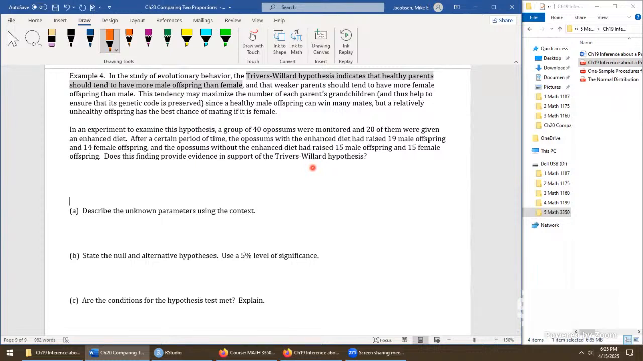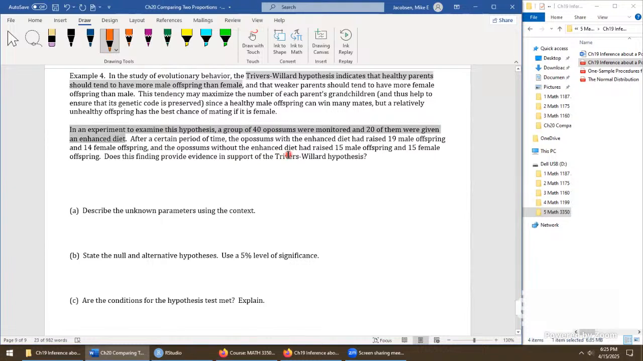This is a pretty weird experiment, though. They say, in an experiment to examine this hypothesis, you have a group of 40 opossums. They're going to be monitored. 20 of them were given an enhanced diet. And you might think the other 20 are given some other diet. What does that say? Enhanced diet. Without the enhanced diet. So I guess just a regular diet is what they're saying.